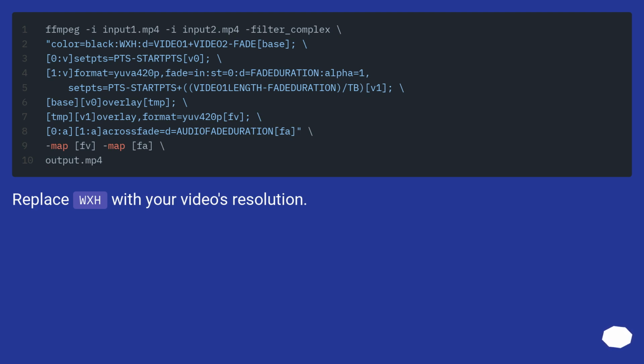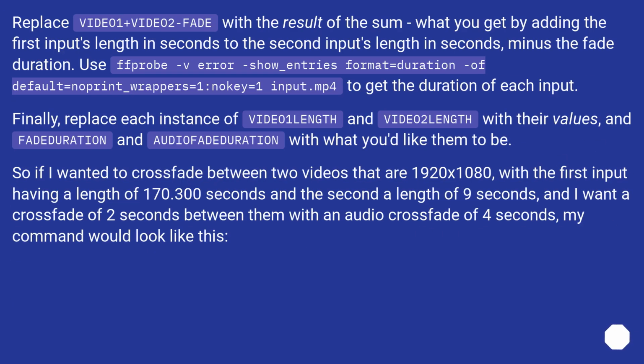Replace WxH with your video's resolution. Replace video 1 plus video 2 minus fade with the result of the sum, what you get by adding the first input's length in seconds to the second input's length in seconds, minus the fade duration. Use ffprobe -v error -show_entries format=duration -of default=noprint_wrappers=1:nokey=1 input.mp4 to get the duration of each input.